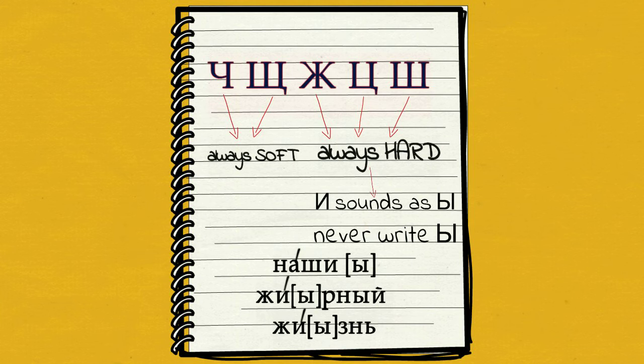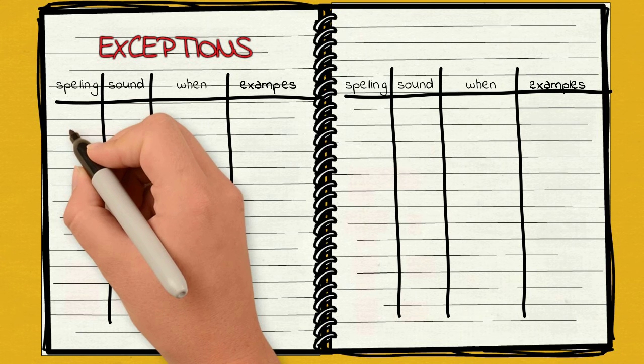The relationship between sound and spelling is fairly regular in Russian. If you know the position of the stress in a given word and the rules explained above, you will almost invariably arrive at the correct pronunciation. There are, however, some exceptions.